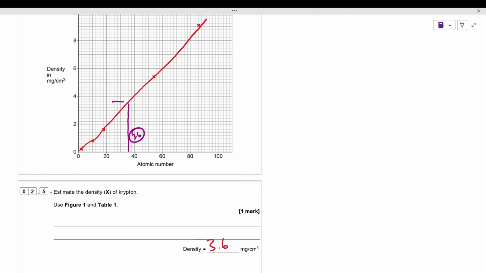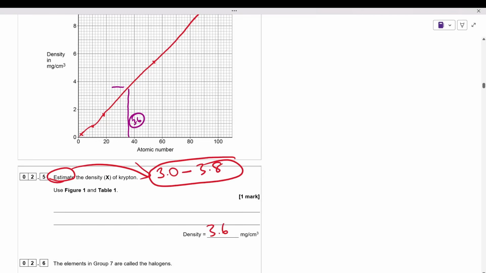Obviously, this is an estimation question, which means there will definitely be a range of values that you can get for your correct responses. That's going to be 3.0 to 3.8. So anything along this line you get for that estimation is absolutely correct. And you're just using your figure.